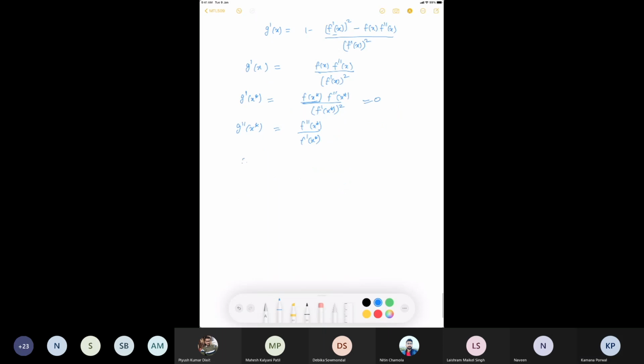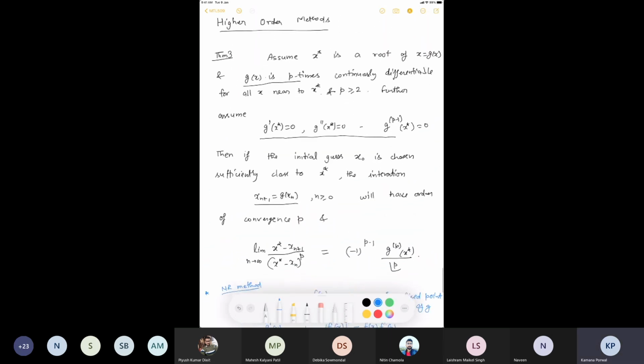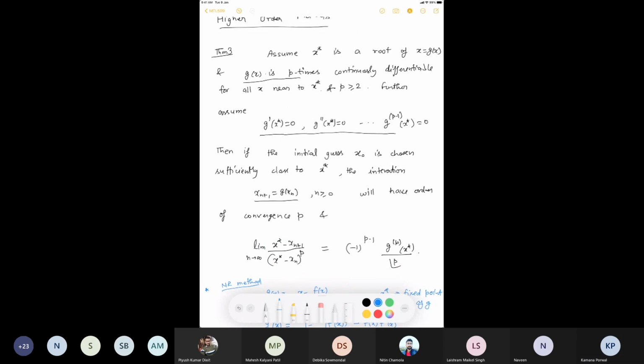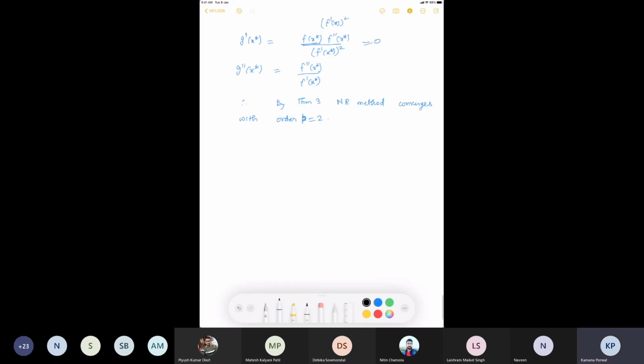So therefore, by this theorem 3, Newton's method converges with order P equal to 2, right? So this is the application of this. Now let's try to prove this because the proof is very easy. So, proof of theorem 3.